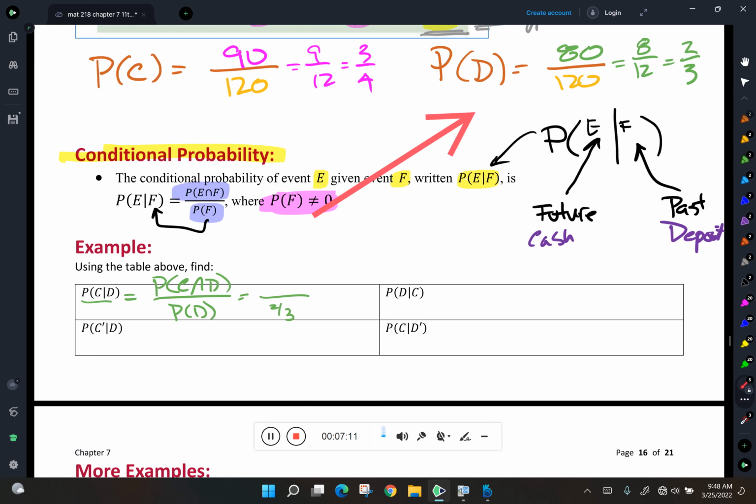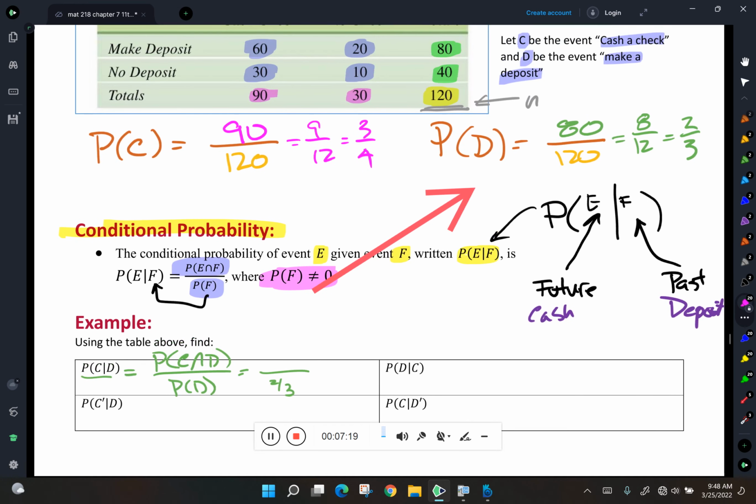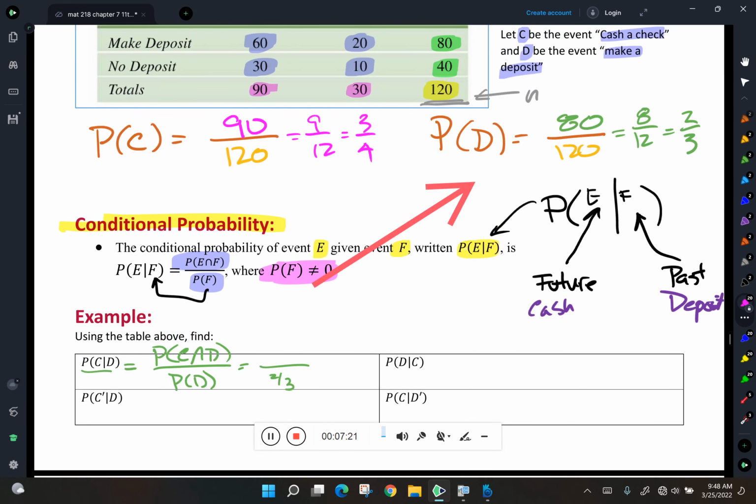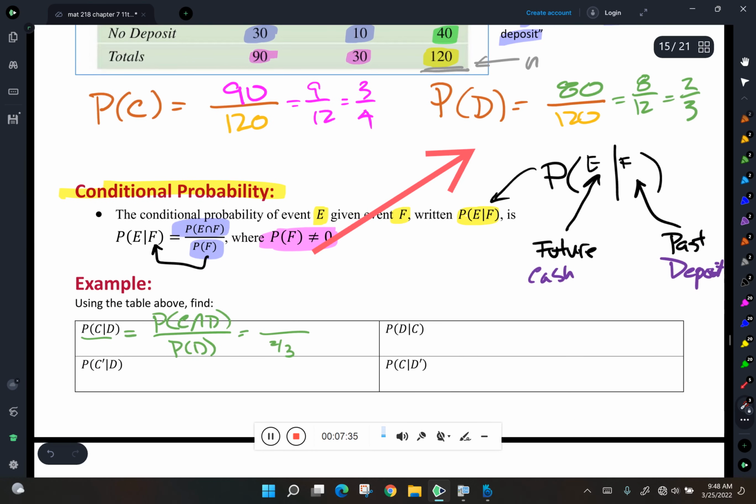And then probability of C intersection D. What does that mean, C intersection D? Well, C was cash a check. D was make a deposit. So that's the people who cashed a check and made a deposit. Now up here in this table, who cashed a check and made a deposit? It's those 60 people. And so then that would be 60 out of 120. And so my numerator is going to be 60 out of 120.